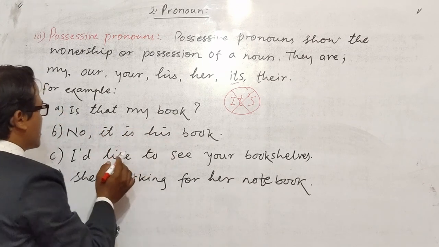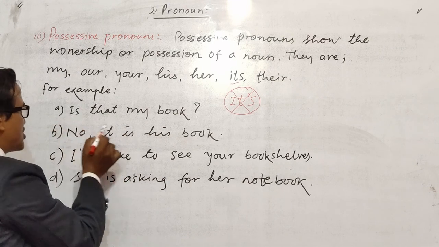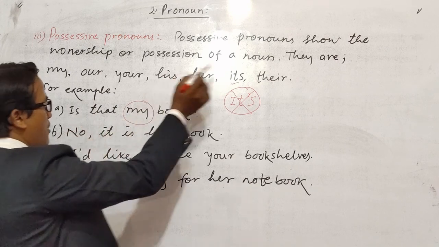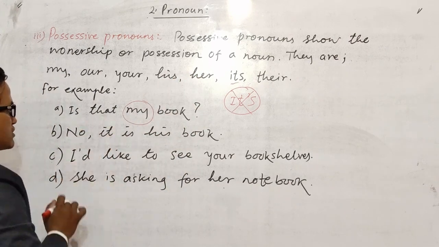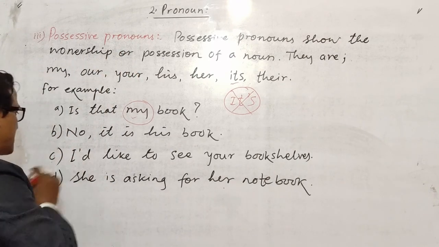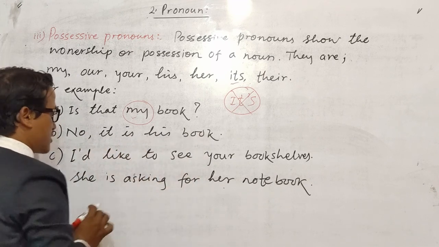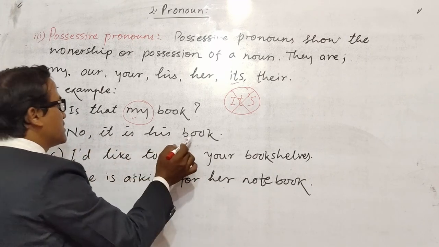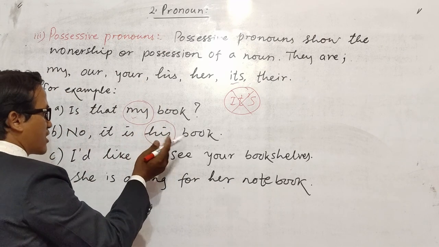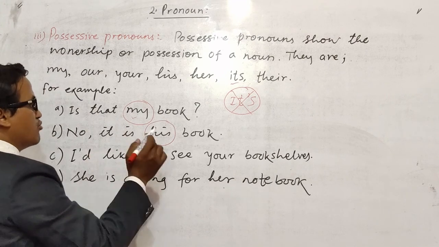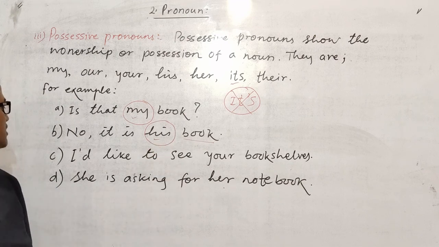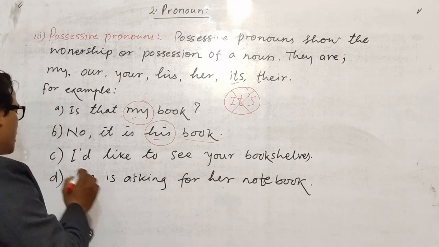So this is possessive. You can see the example here. Is that my book? In this sentence, we can see a possessive pronoun, my. The word my is showing the possession of someone, or of nouns. So this is what? Possessive pronoun. Similarly, it is his book. Now here is his. The word his is showing the ownership or possession of a book or any noun. So this word is what? Possessive pronoun.